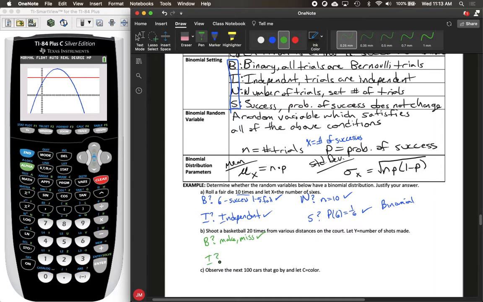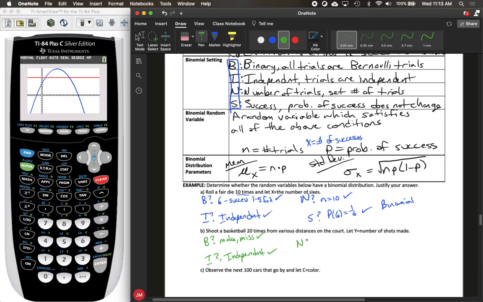For I, are these shots independent of one another? Yes, I would say they are, unless you get tired, but it's not as if one shot is going to affect the next shot. So I would say that they are independent of one another.